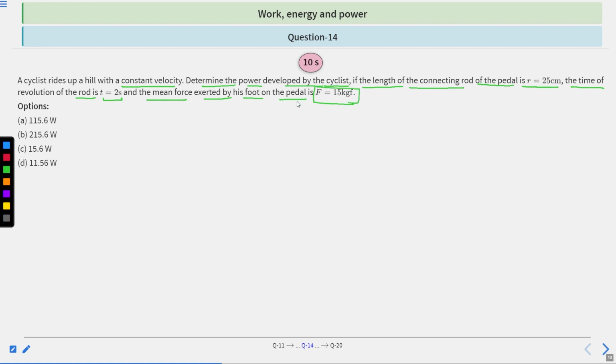The given options are: A, 115.6 watt; option B, 215.6 watt; option C, 15.6 watt; option D, 11.56 watt. So which one is correct? You have 10 seconds to solve this question. After 10 seconds we will provide the solution.